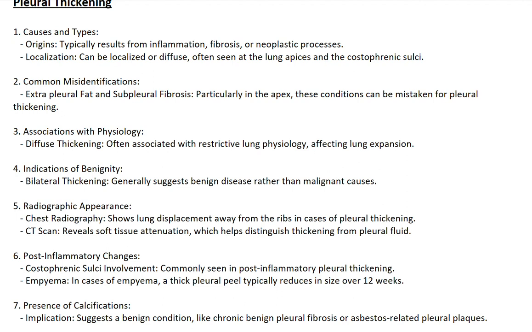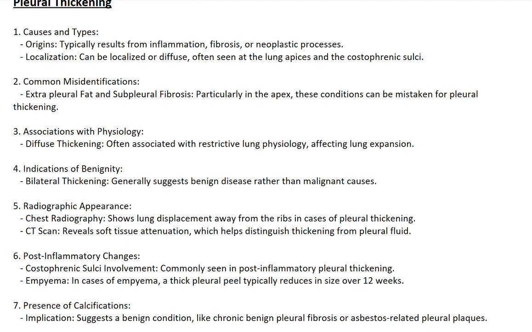5. Radiographic appearance. Chest radiography shows lung displacement away from the ribs in cases of pleural thickening. CT scan reveals soft tissue attenuation, which helps distinguish thickening from pleural fluid. 6. Post-inflammatory changes. Costophrenic sulci involvement, commonly seen in post-inflammatory pleural thickening. Empyema. In cases of empyema, a thick pleural peel typically reduces in size over 12 weeks.